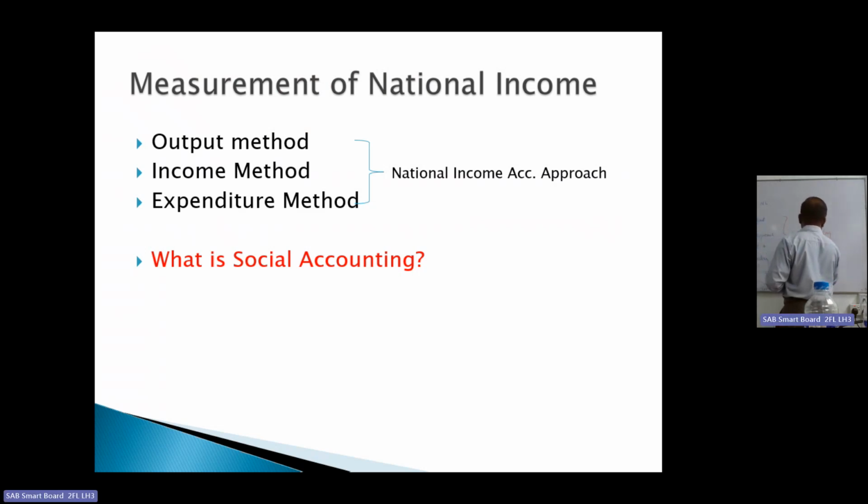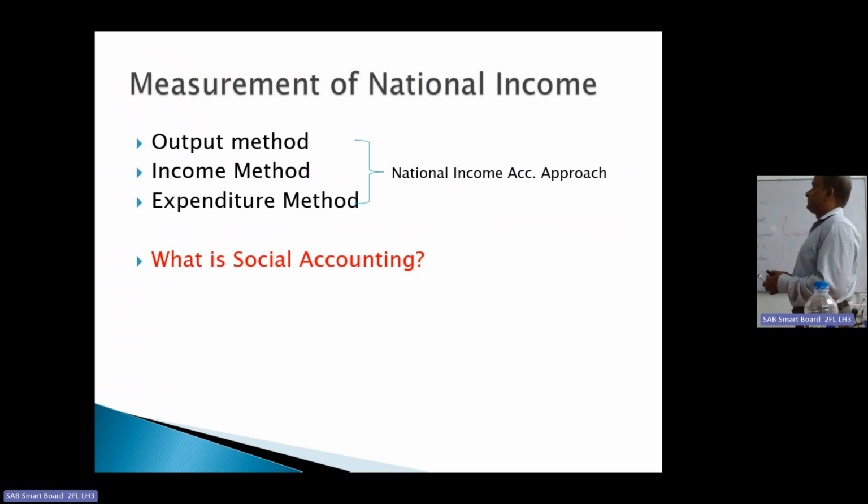The expenditure method: what do we mean by expenditure? That is the consumption expenditure, investment expenditure, government expenditure, and expenditure on exports. In the expenditure approach, consumption expenditure is based on the consumers' expenditure on consumer goods, then the investors' investment expenditure, the government expenditure on goods and services, and expenditure on exports. So we take the expenditure according to the market value and market price.